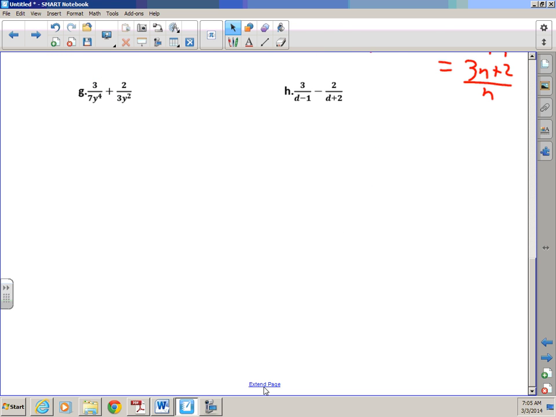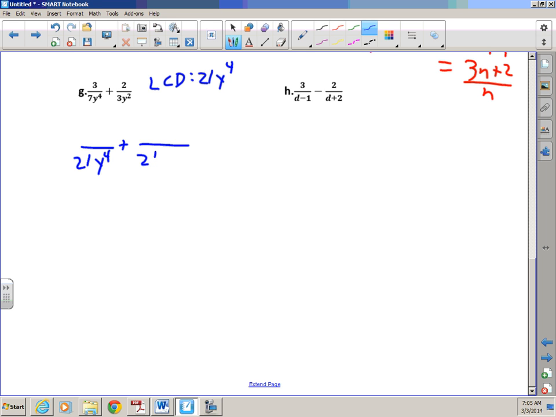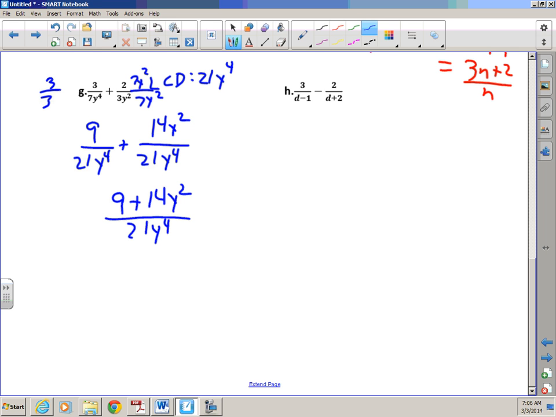All right. Next one, my LCD is 21y to the fourth. So one of the things you could always do is write out your denominator. The first one needs to be multiplied by 3, and the second one needs to be multiplied by 7y squared. So I get 9 in the first numerator, and I get 14y squared in the second. So I have 9 plus 14y squared over 21y to the fourth, and nothing can be simplified there.